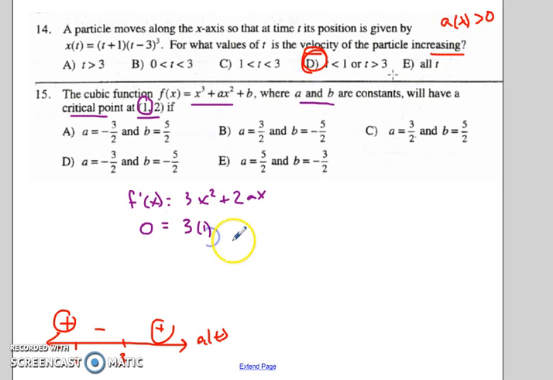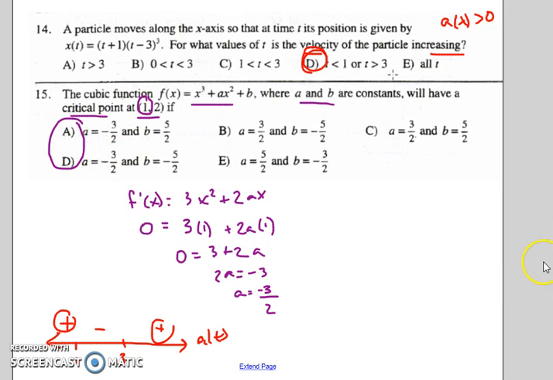So that means I have 3 times 1 plus 2 times a times 1. So that gives me that 0 equals 3 plus 2a. 2a is negative 3, and a is negative 3 halves. So my answer has to be either A or D.